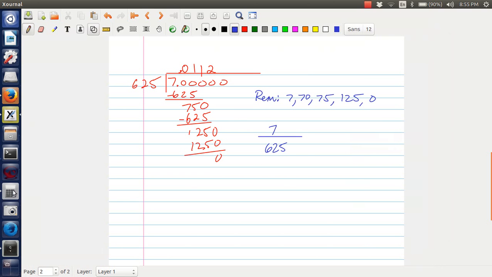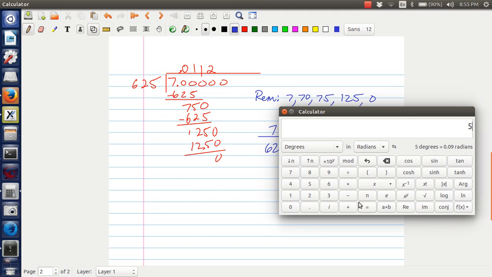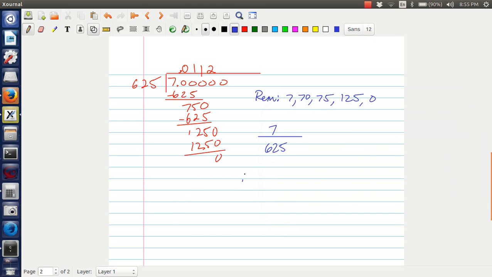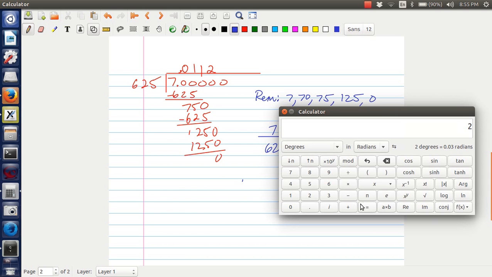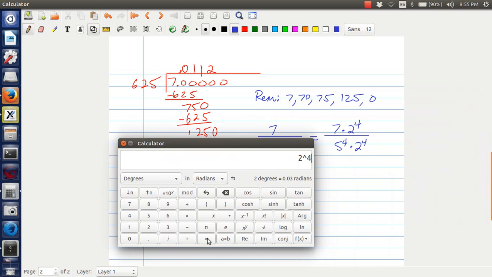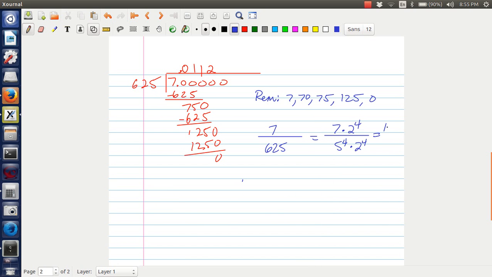So did you know that? Okay, it's 5 to the power of 4, I think. Let me try this. Yep, 5 to the power of 4. So what happens is, in order to make this work out, you get 2 to the power of 4 in the numerator and the denominator. And what's 2 to the power of 4? Right? 2 to the power of 4 is equal to what? And then times 7 equals what? Is equal to 112 over a 1 followed by 4 zeros.